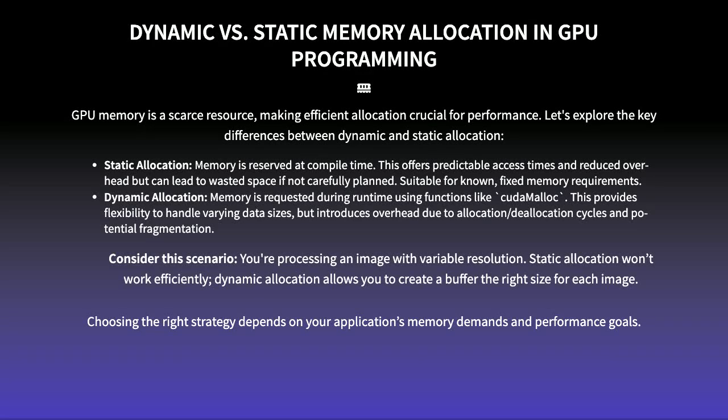Okay, let's talk about how GPUs manage their memory. Think of GPU memory as a limited space. You want to use it as efficiently as possible. When we're programming for the GPU, we have two main ways to allocate memory: static and dynamic allocation. Static memory allocation is like reserving a block of space upfront at compile time. It's simple and fast because you know exactly how much space you need. However, if your data size changes or you don't use all that reserved space, it's wasted.